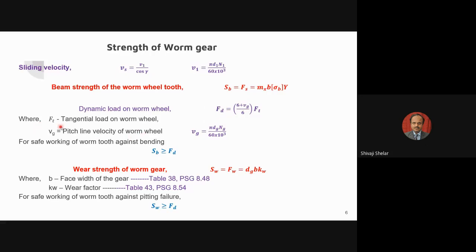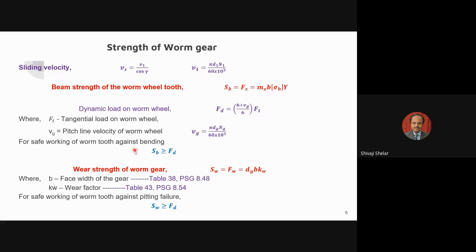If you want to calculate the pitch line velocity Vg, how will you calculate it? Vg is equal to pi Dg Ng upon 60,000. So what is the speed of your worm wheel? What is the diameter of your worm wheel? The reference diameter. From that you can calculate Vg, and then we can calculate your Fd based on the Ft2 value. And this is your beam strength. It is the capacity, the design value.